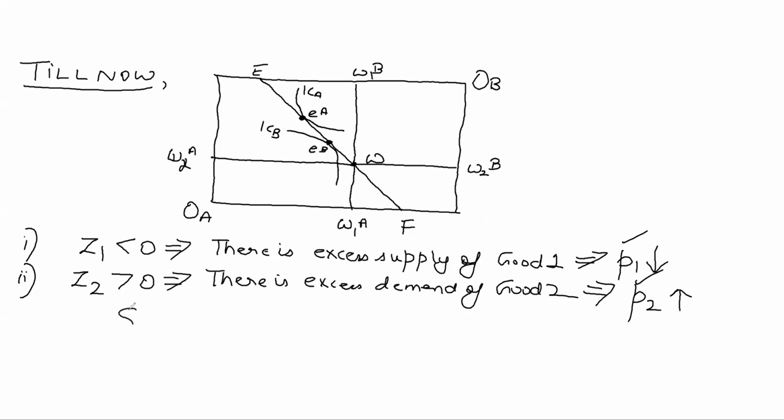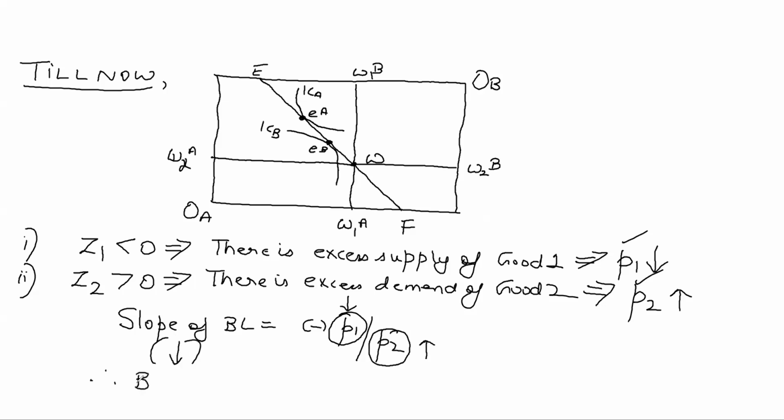What will happen to the slope of the budget line? Slope of the budget line is minus P1 by P2. Now what is happening to P1? P1 is falling. But what is happening to P2? P2 is rising. So if I talk about the slope, my numerator is falling and my denominator is rising, which causes the slope to fall. Therefore, the budget line will now become flatter.